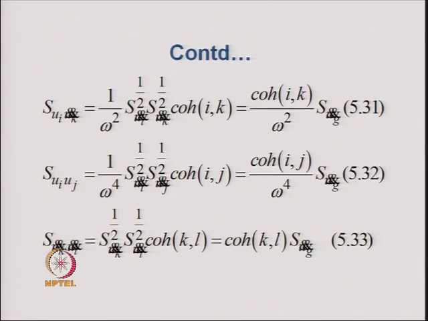Now, with these equations defined, and after we integrate them, the elements of the matrices can be obtained. In those equations, what we have to find out is S UIUK, which is equal to 1 by omega square, S UI to the power half, S UK to the power half, and the coherence function gamma IK. That is, it takes care of the partial correlation between the ground displacements at the ith support and the kth support.